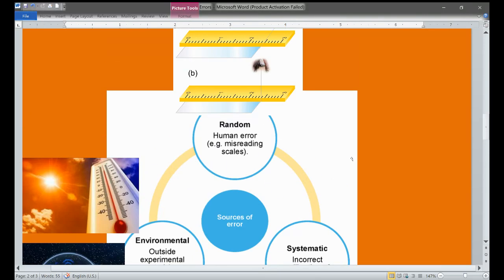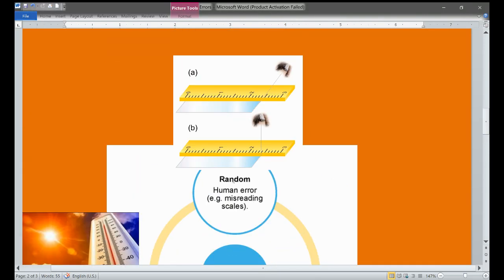I'll start with random error. Random error, you need to remember that it's a human error when you're going to misread the scales by keeping the wrong position of the human eye. It is also called personal error. So human error and random error. Random error is mostly associated with human error. Don't confuse random error with environmental error. Environmental error has its own explanations.